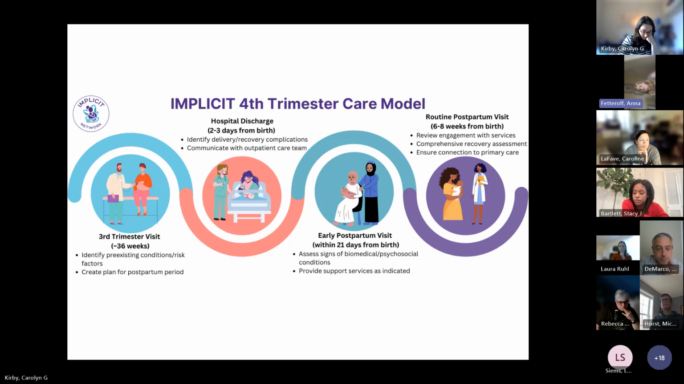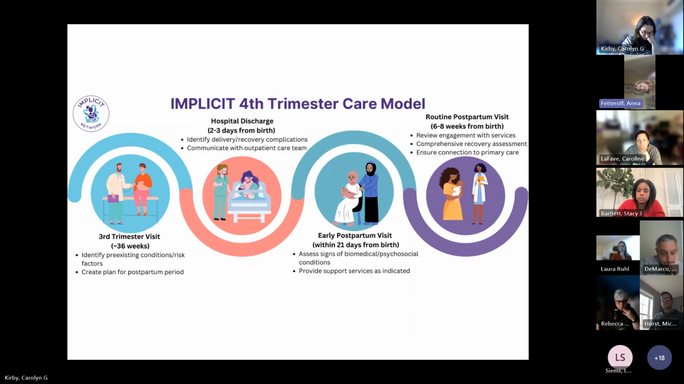In this screening, we're assessing biomedical and psychosocial conditions and following up on some of the identified items for the postpartum plan, whether that was contraception or feeding methods, making sure the patient is connected to the support services they need. Not all of our sites, but many of our sites, are using this as a dyad visit with the 2-week weight check visit.